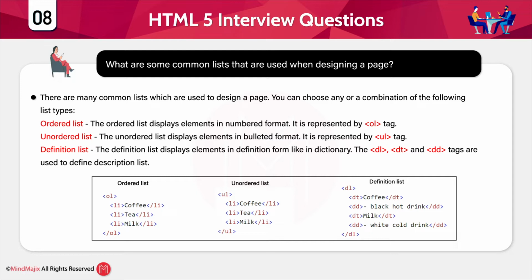The ordered list's tag is OL. The unordered list's tag is UL. The definition list's tag is DL. And DT and DD tags are used for defining the term and the description.